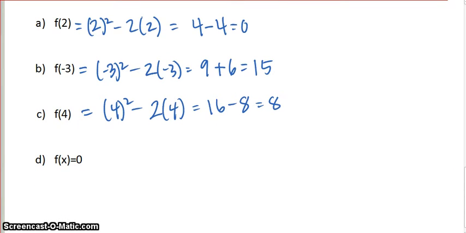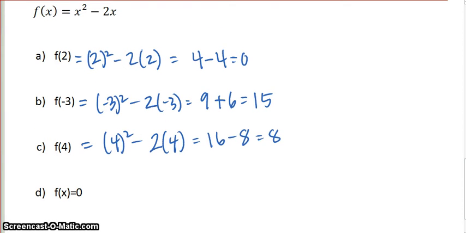Well, this one's a little bit different. It says f of x equals 0. I'm going to scroll this up so we can actually see what our f of x is. Our f of x is our equation, so x squared minus 2x is our f of x. It says it right here. But we want it to equal 0, so we now need to solve for this.